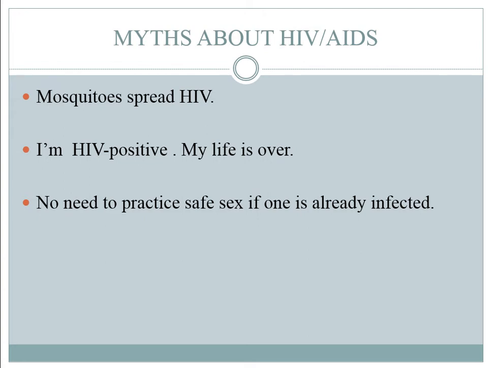Now, there are also certain myths about HIV and AIDS, and the first one I would like to talk about here is the one that is said that mosquitoes can be able to spread HIV, and that is not true because HIV cannot be transmitted by mosquitoes. Another myth is that if I'm HIV positive, my life is over. That's not true, because if you're HIV positive, you can be given the antiretroviral drugs which can be able to prolong your life as long as you take those drugs as prescribed by the health personnel.